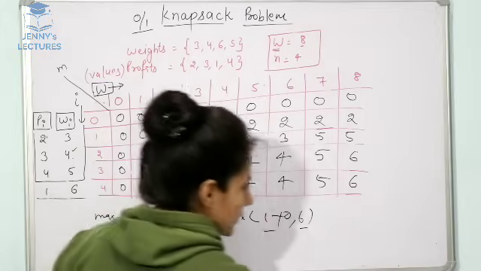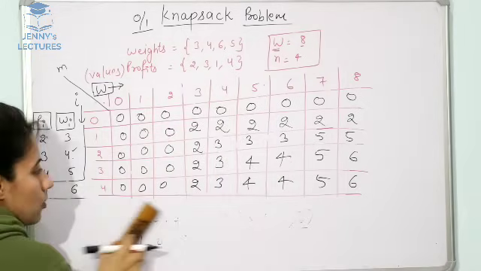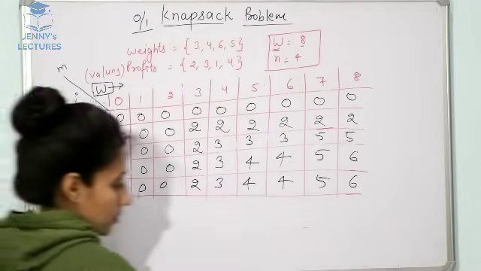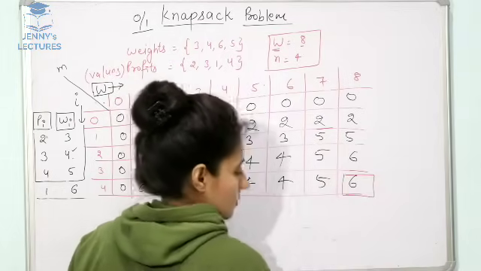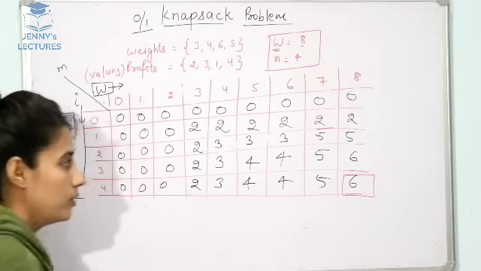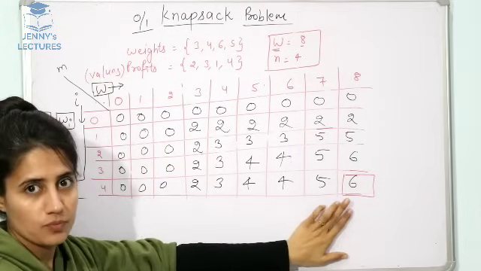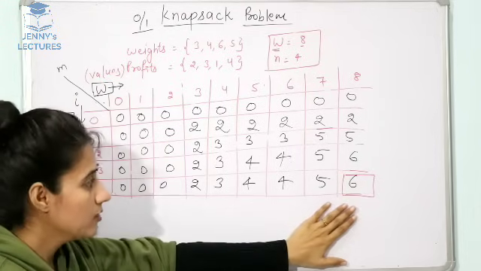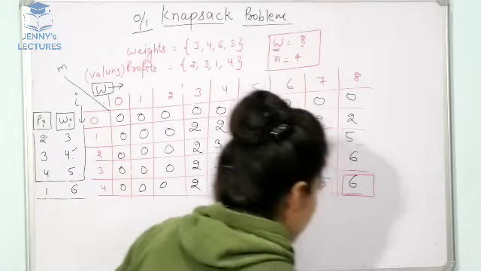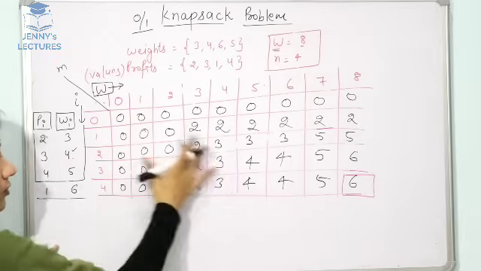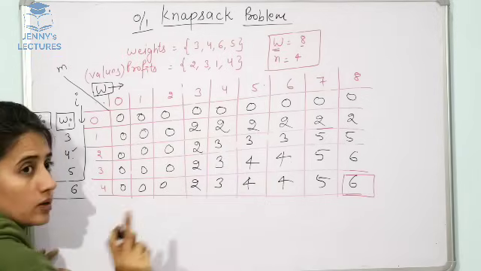That is 6. Okay. Now here the answer would be in the last row and last column, 6. The maximum profit would be 6. Okay. The formula is, see, I am just writing the formula here. You can check out that formula, how you will fill out a particular cell.